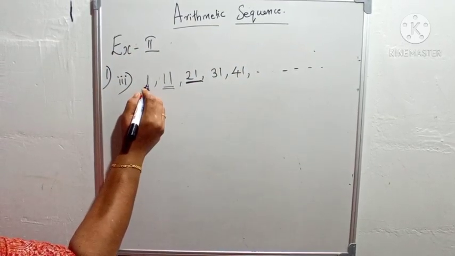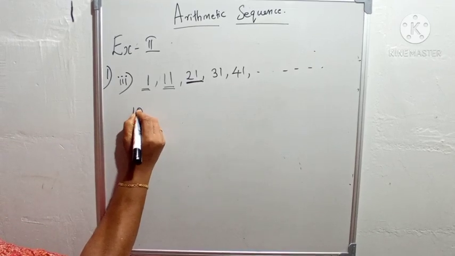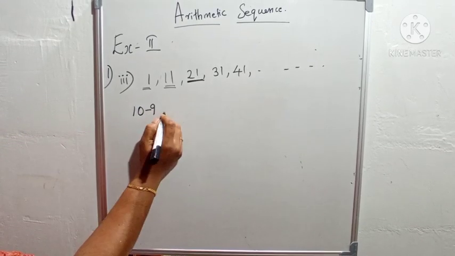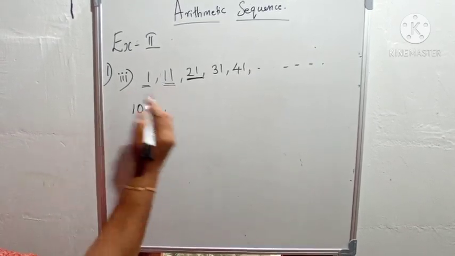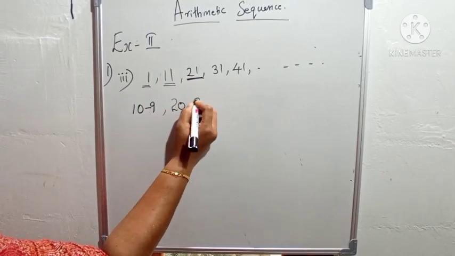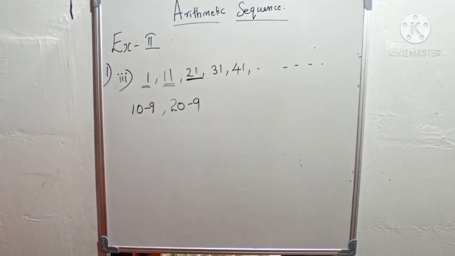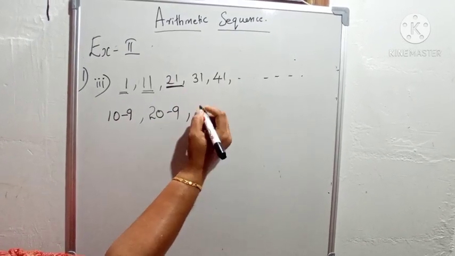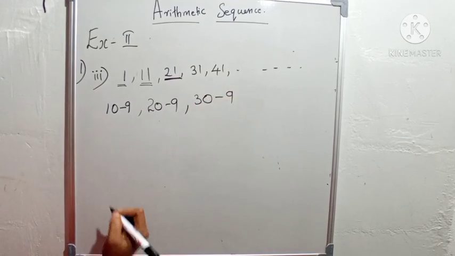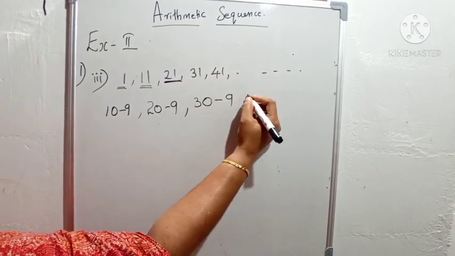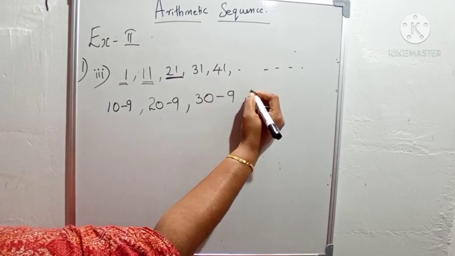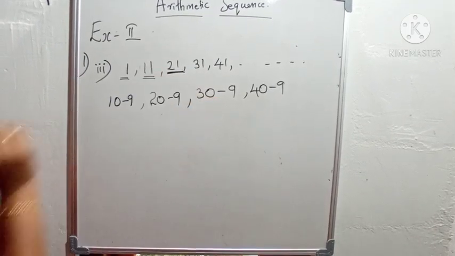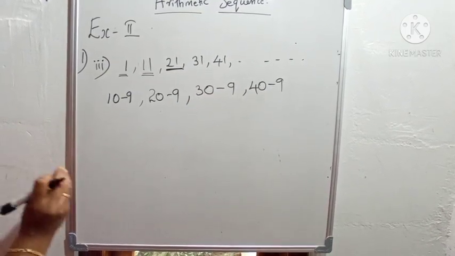Okay, see, this one is actually 10 minus 9. Then, what about this one? 11. This 11 is 20 minus 9. Right? Next, 21 is, yes, 30 minus 9. Next, 31 is 40 minus 9. Like that. Okay. Then, how do we find the relation between the position and the term?